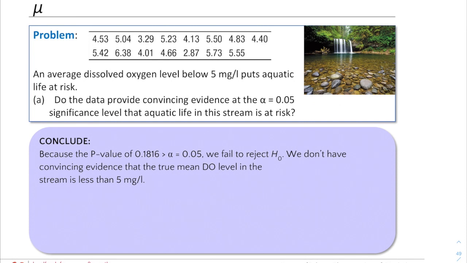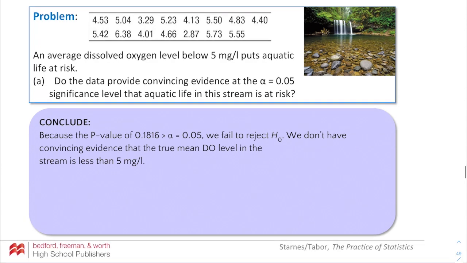Now compare the p-value to alpha. The p-value is greater than alpha, 0.1816 is greater than 0.05. Therefore, we reject H0. We do not have convincing evidence the true mean level in the stream is less than 5.